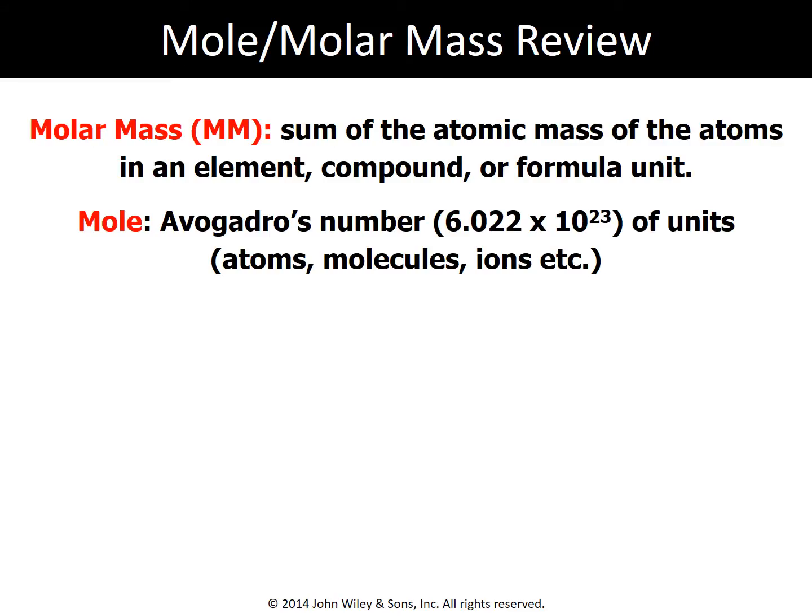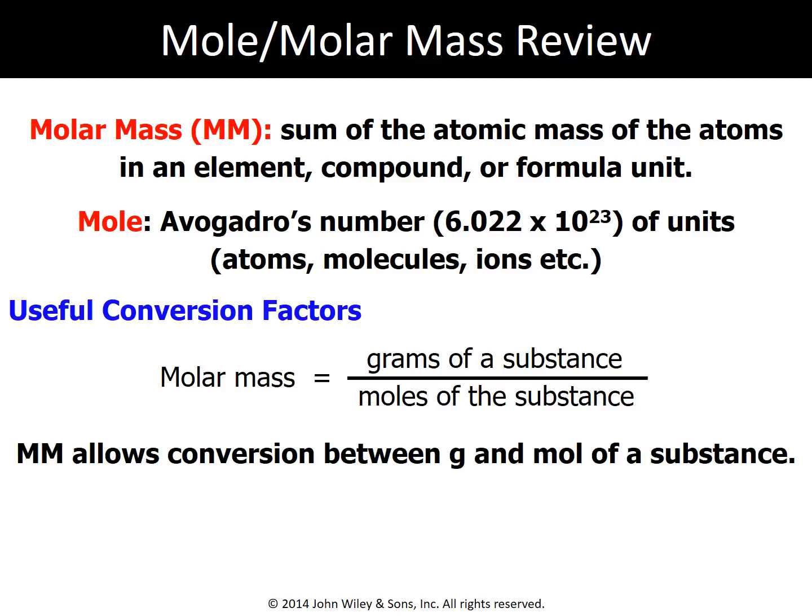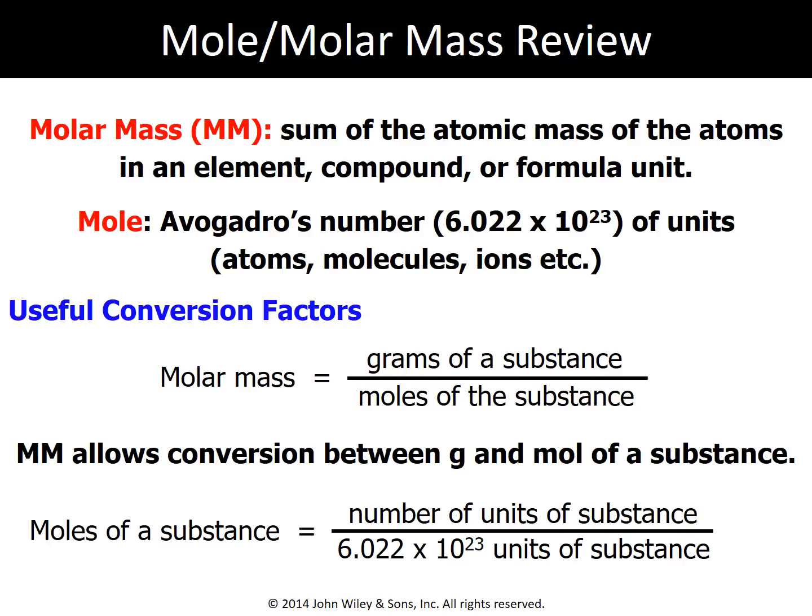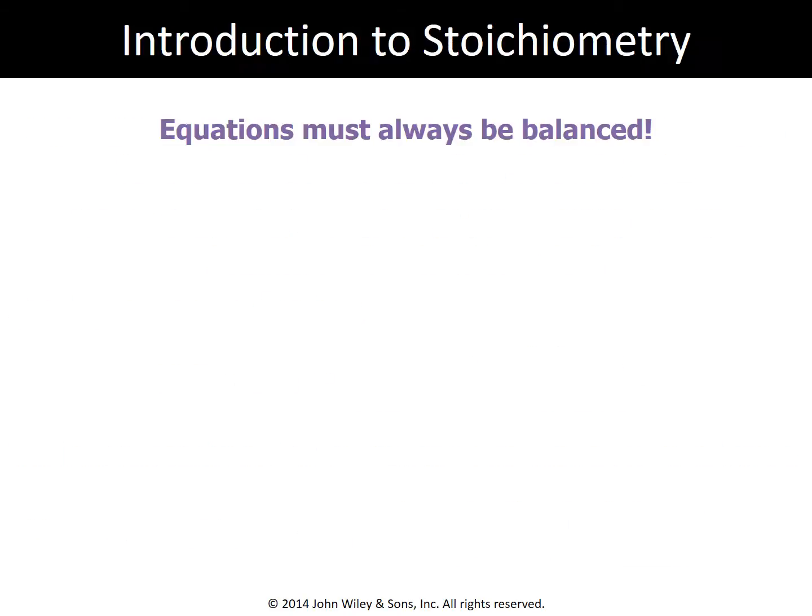First, a little review from Chapter 7, where we looked at molar mass. We're talking about the sum of the atomic masses of all the atoms in an element, compound, or formula unit. We remember our Avogadro's number, 6.022 times 10 to the 23. We know the molar mass is our grams of a substance over moles of the substance, usually 1. This allows us to convert between grams and moles of a substance. So remember this conversion factor we began to use in Chapter 7, because this is also going to be important in this chapter as well.